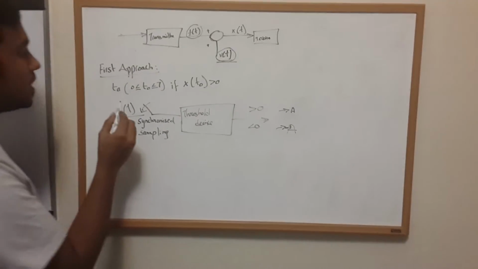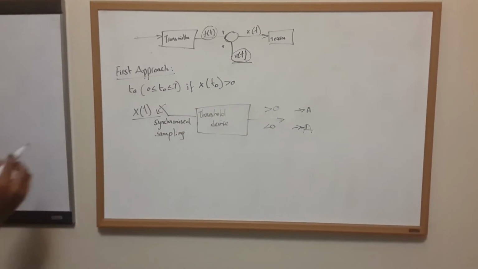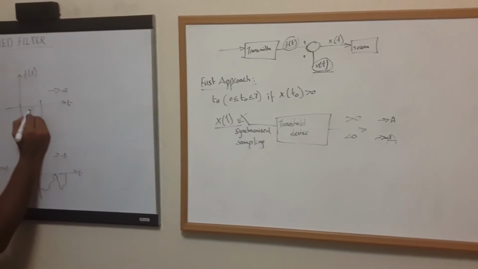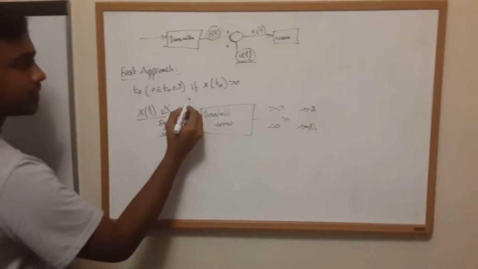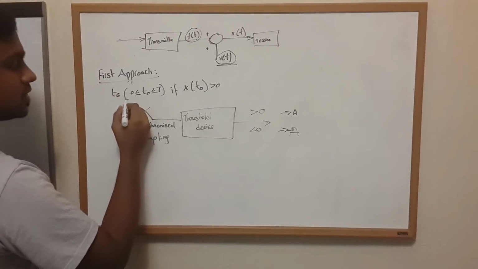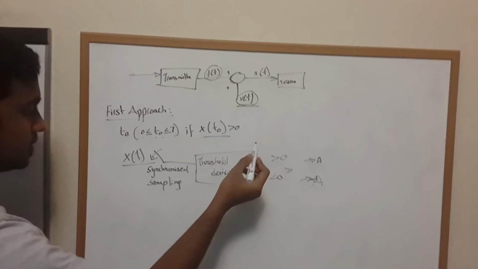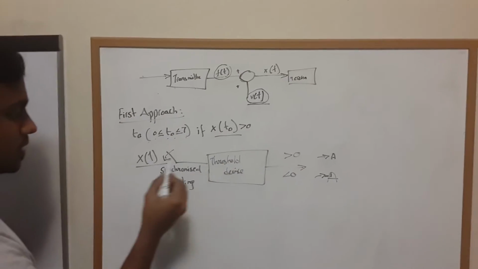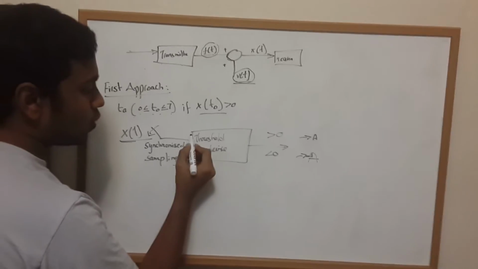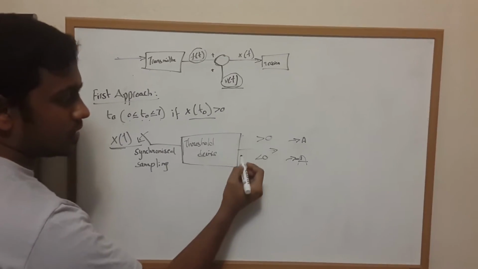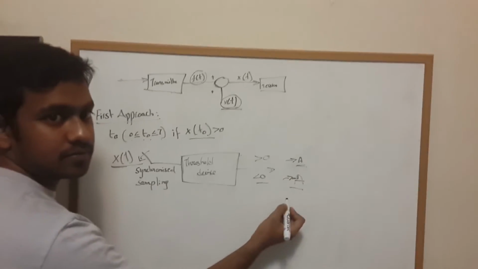The first approach is, let us consider a specific time region. Let's take a point t0 such that it lies between 0 and T, so 0 less than t0 less than T. In this method the signal x of t is passed through a synchronized sampling, and then the output is passed through a threshold device. If the output x of t0 is greater than 0 we get a value of plus A, and if the output is less than 0 we get a value of minus A.